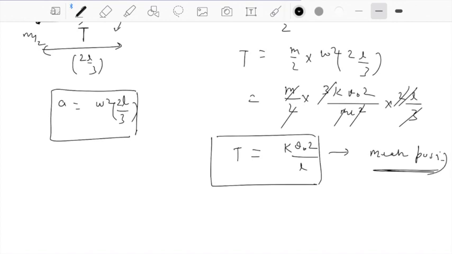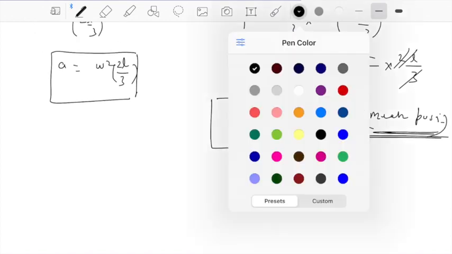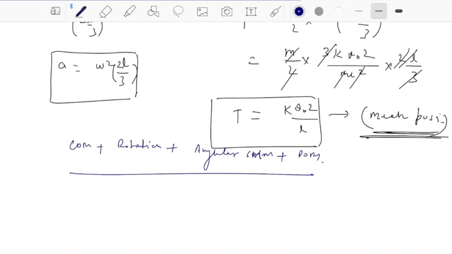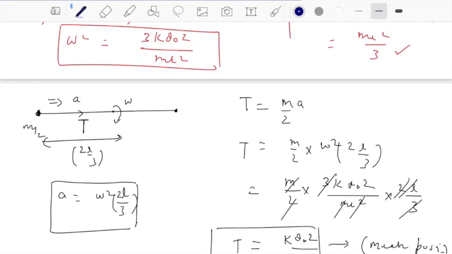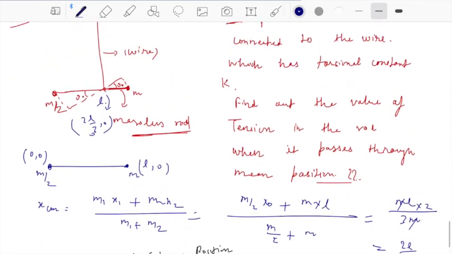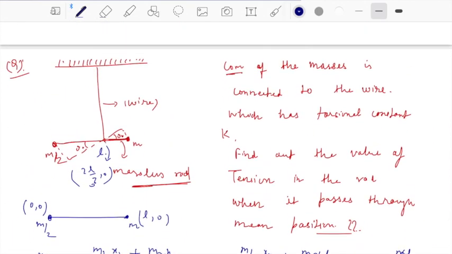So this is a pretty unique type of question. How many concepts were there? Center of mass, rotation, angular SHM, plus torsional motion, because we had that wire and torsional constant. So everything was mixed up, but you would be able to solve it if you know the concepts correctly. I would rate this question on the tougher side from the perspective of JEE Mains, but yes, it can be asked.